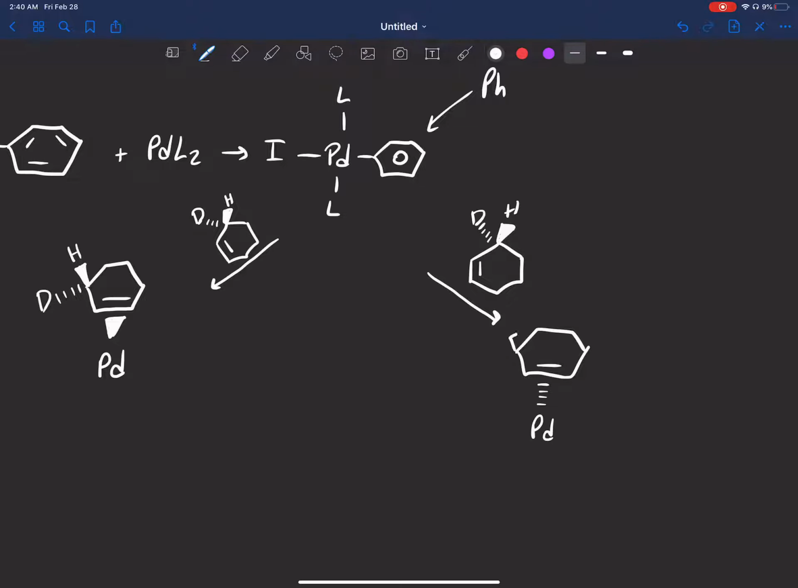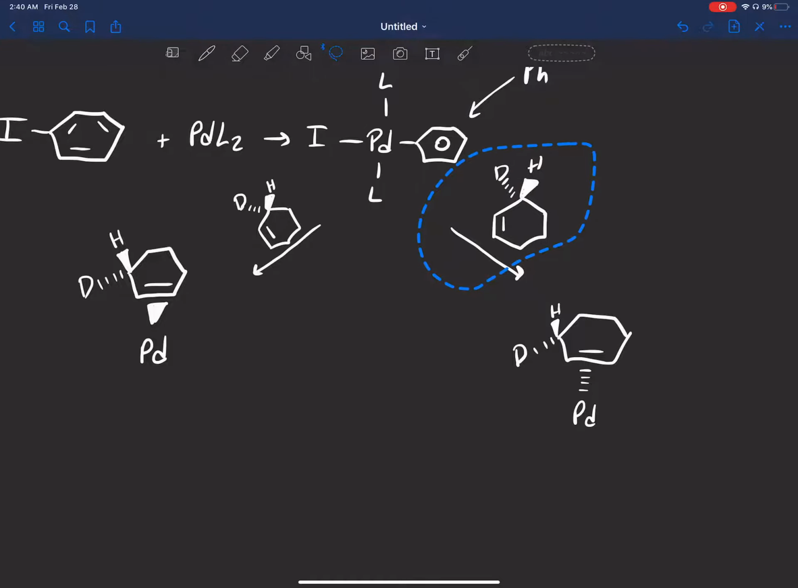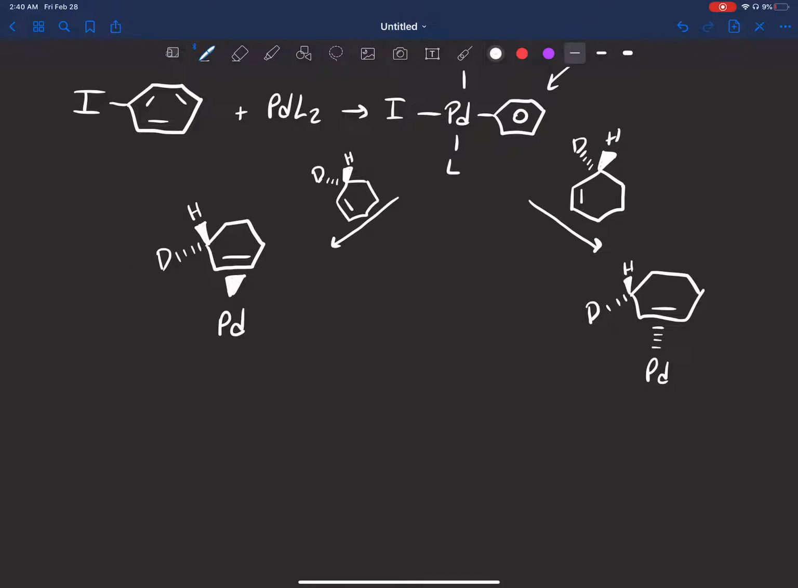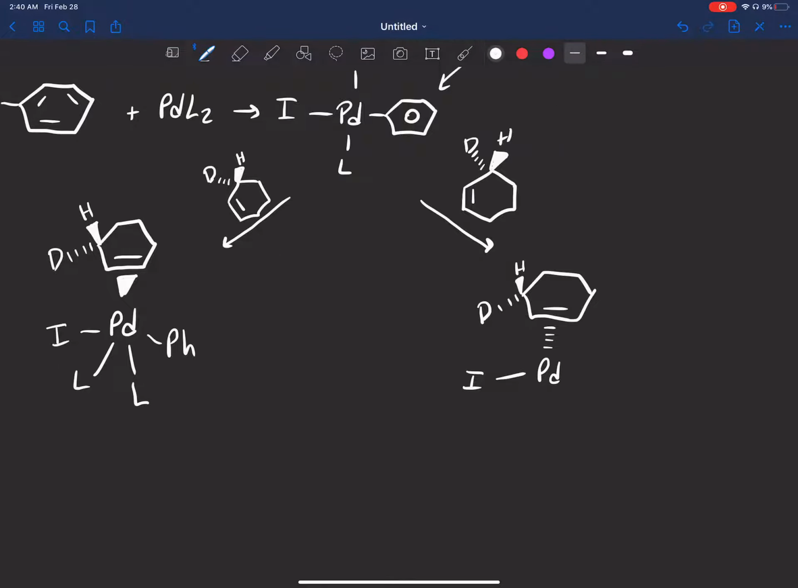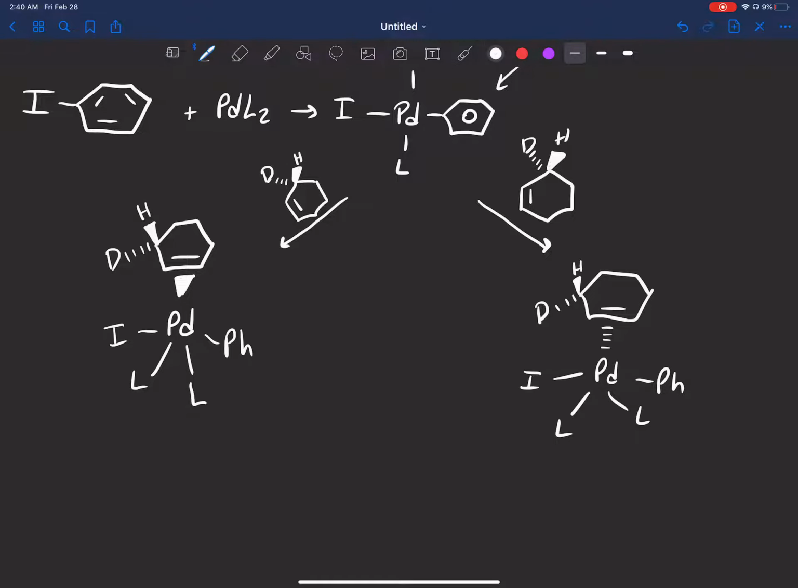Wedged hydrogen, dashed deuterium. Let me put these so they look a little bit leveled, because it's going to look pretty messy. And my palladiums have their R groups. The phenyl is Ph, those two L-type ligands, and the iodine. And same in this case. So these are the two ways the alkene can bind, kind of wedged or kind of dashed, and we're going to draw pathways for each one.